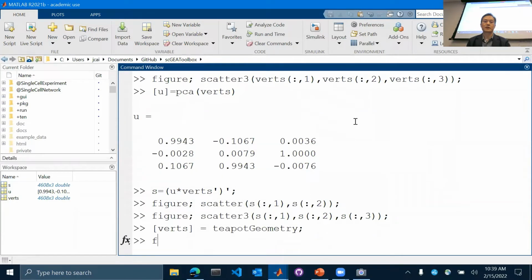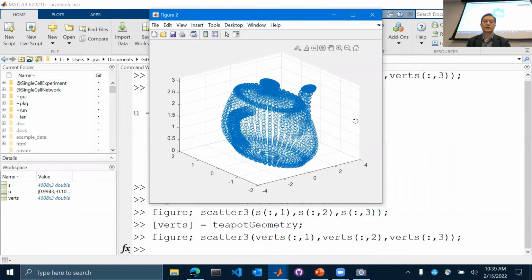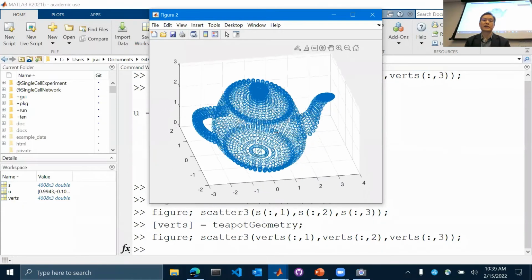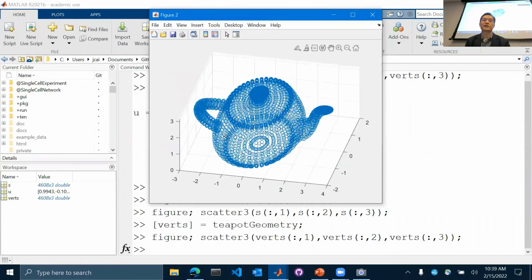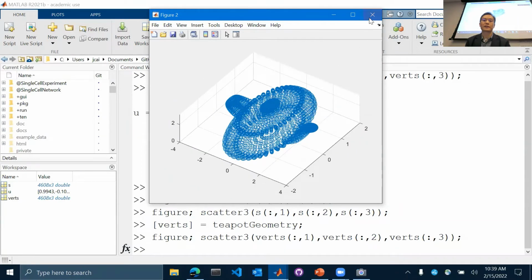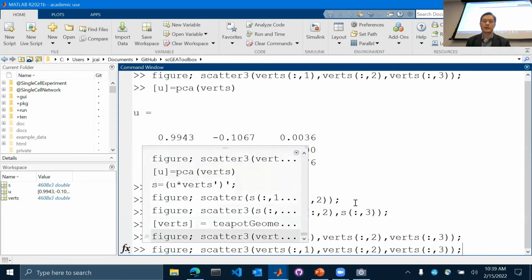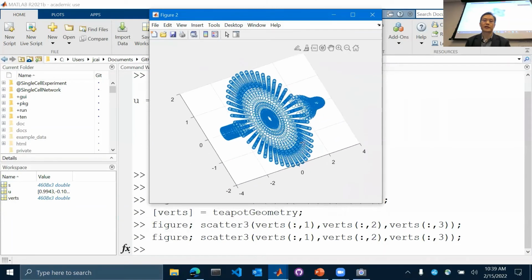The data points I get are from this teapot. I just added some noise, so we didn't recognize that the points are this teapot. It's actually points on the surface of the teapot. So that's the original projection, X, Y.